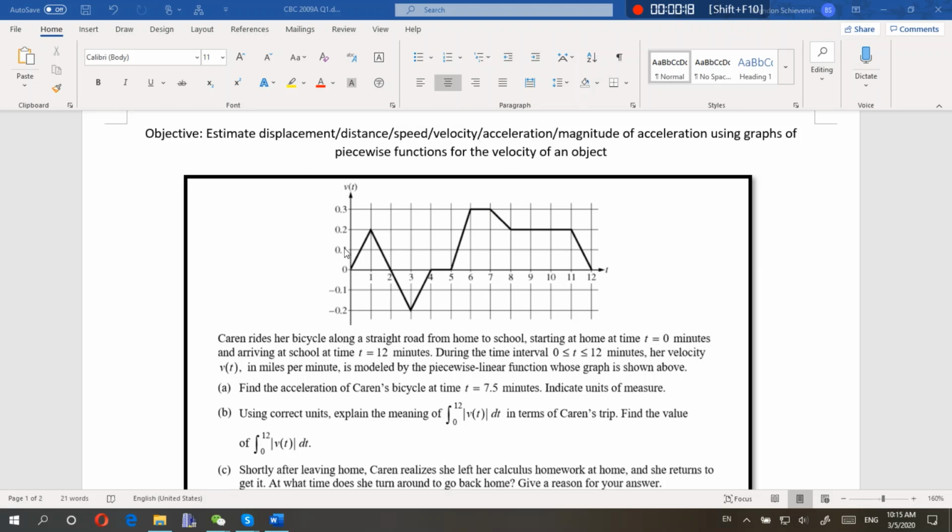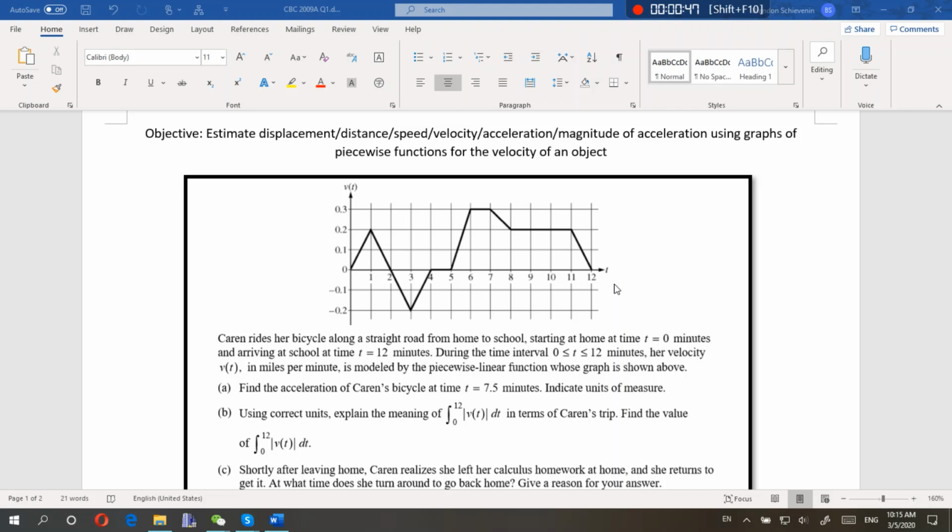So we have a graph today for the first 12 minutes of a bicycle ride. Karen's riding her bicycle along a straight road from home to school, starting at home at t equals 0 minutes and arriving at school 12 minutes later. During the interval from 0 to 12, her velocity in miles per minute is modeled using this piecewise linear function above. I want you to find the acceleration of the bicycle at 7.5 minutes and indicate the units of measure.